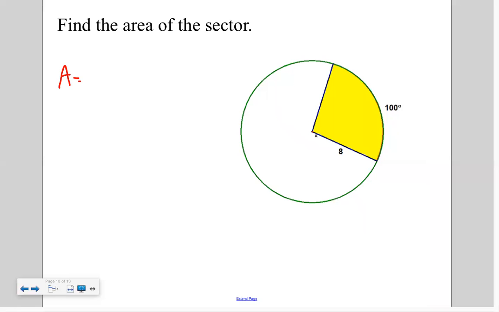So it's the arc degree, so 100 over 360 times pi times the radius, which in this case is 8 squared. All right. Now I'm going to end up having to reduce two fractions here. You could do it and only reduce one. My brain tells me I need to reduce the fraction first, so it makes the math easier. Like 100 over 360 reduces.